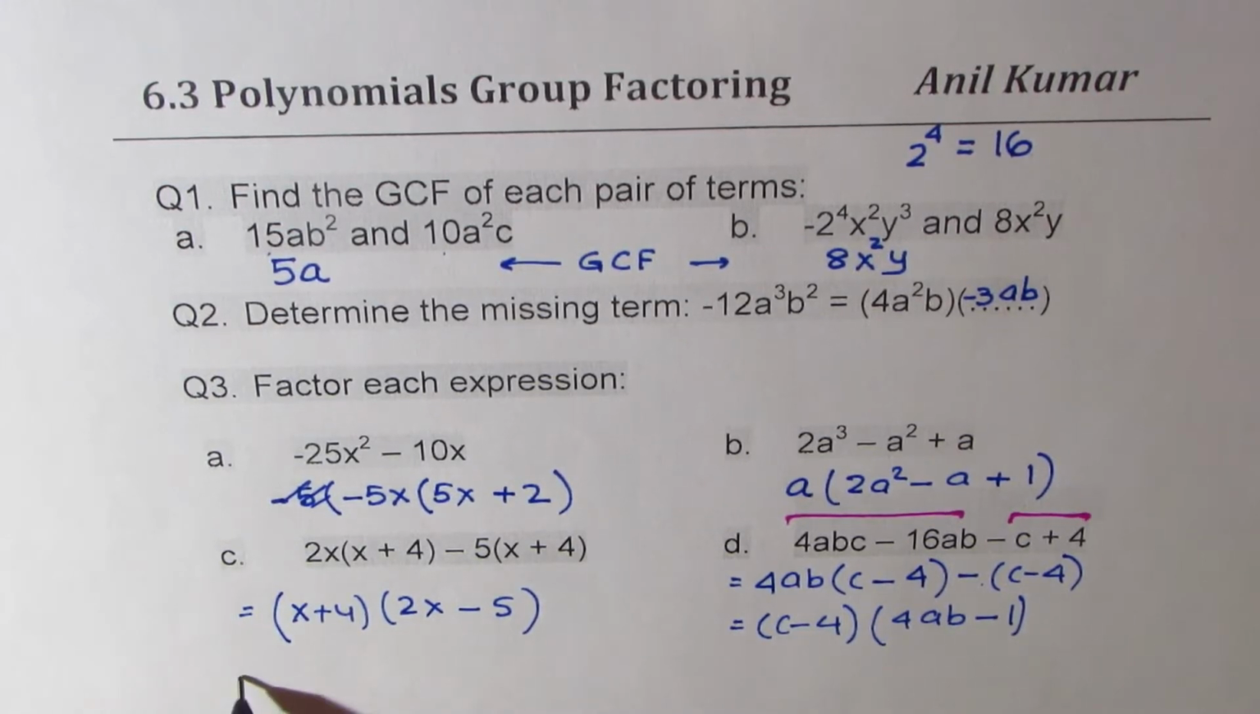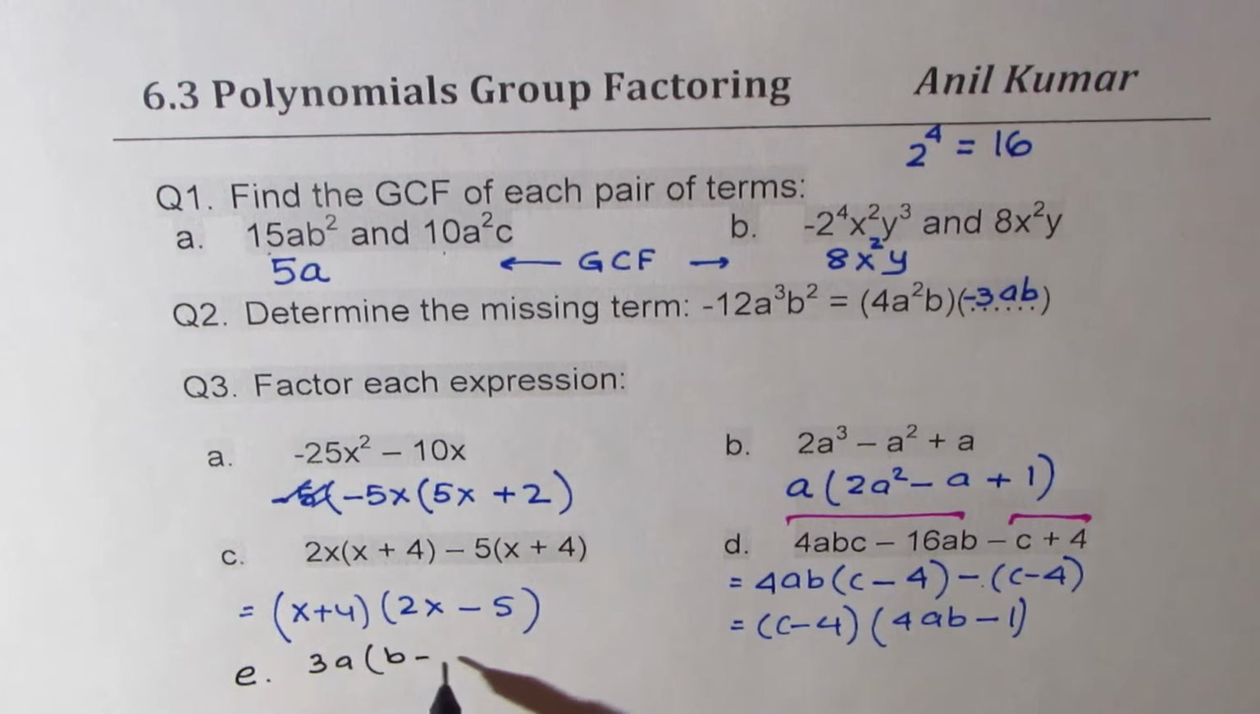Let me take a question here for you. You need to factor this one. We'll give one similar to this. So let us say we have 3a times b minus a, and we have here plus a minus b. How will you factor this?